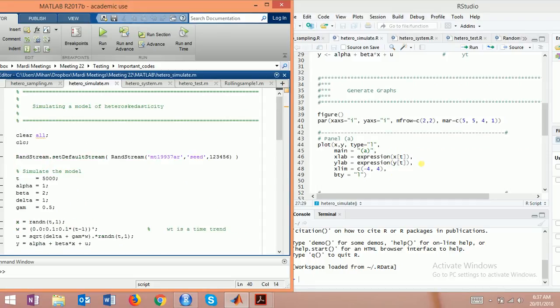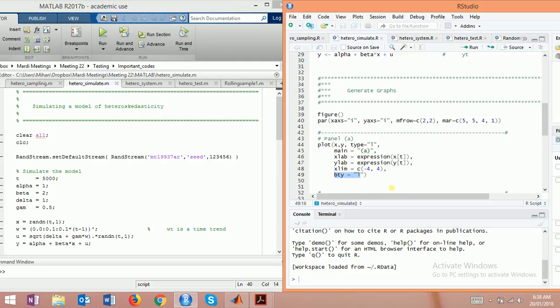Let's have a look into how R's plotting works. plot x, y, type equals l is linear, main, xlab, ylab, limits are not necessary. That's all. So type l, b, t... I'm not sure what that means.